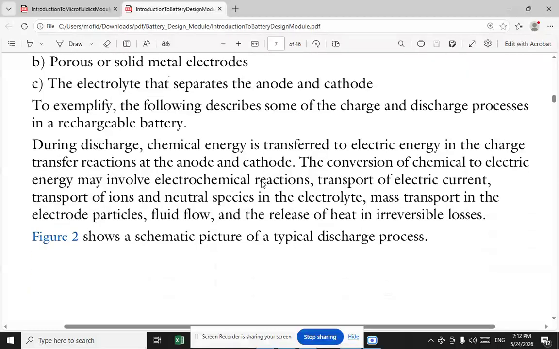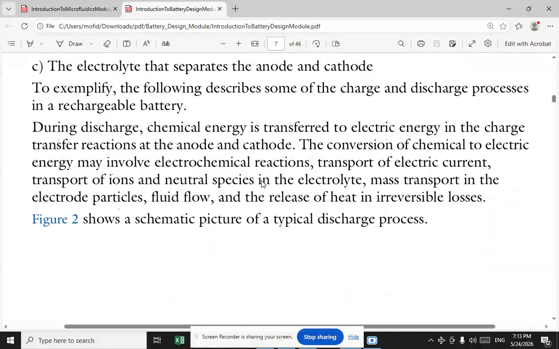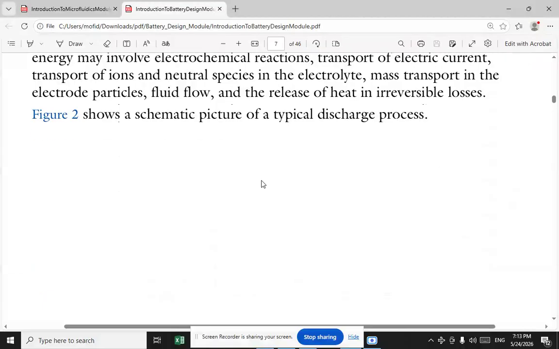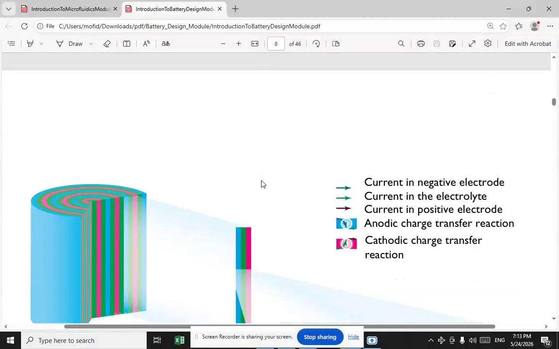During discharge, chemical energy is transferred to electric energy in the charge transfer reactions at the anode and the cathode. The conversion of chemical to electric energy may involve electrochemical reactions, transport of electric current, transport of ions and neutral species in the electrolyte, mass transport in the electrode particles, fluid flow, and release of heat in irreversible losses. Figure 2 shows a schematic picture of a typical discharge process.